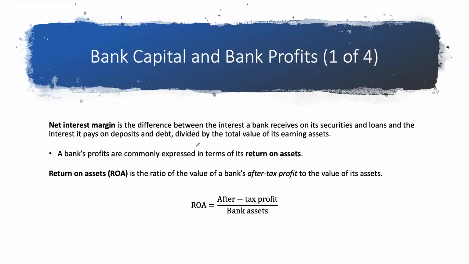What the cost of servicing its liabilities are, right? And you divide it by the size of the total assets that the bank owns, so the total value of its earning assets. So that is the net interest margin.